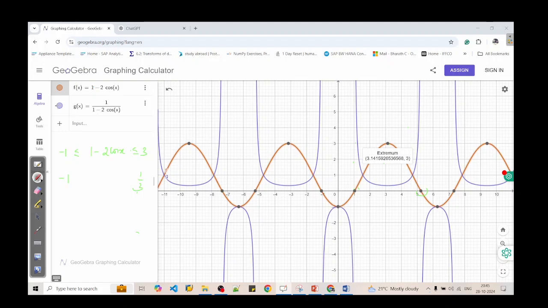So minus 1 has this value, minus 1 has become minus 1 only. Now what happens is this curve 1 minus 2 cos x crosses the x-axis. So at some points, this value 1 minus 2 cos x is 0. When you take the reciprocal of 0, this becomes 1 by 0, which is infinity. So when it is going down, it goes to minus infinity. So from here, from minus 1, it goes to minus infinity.